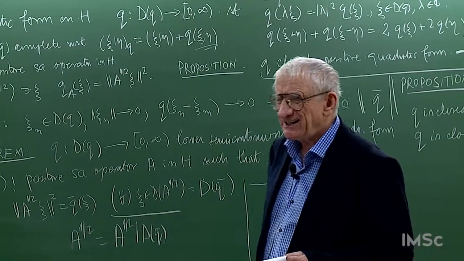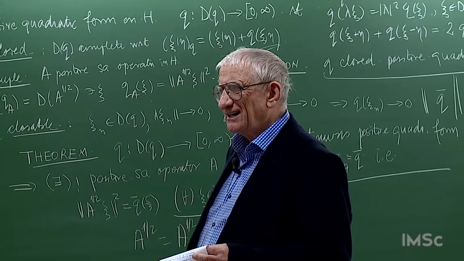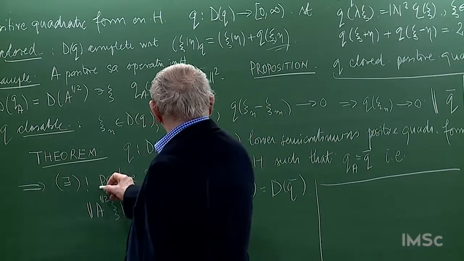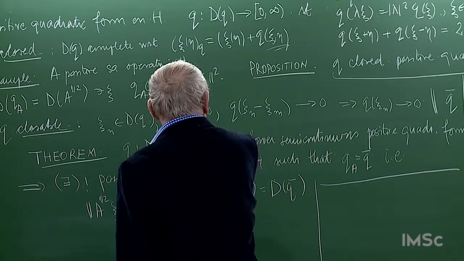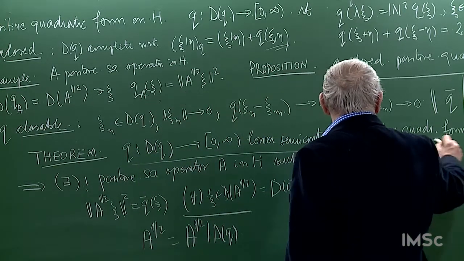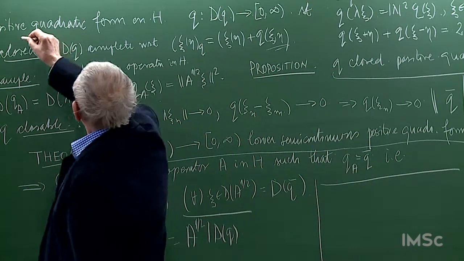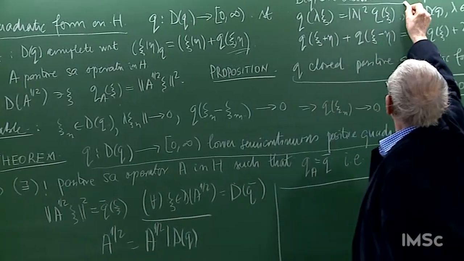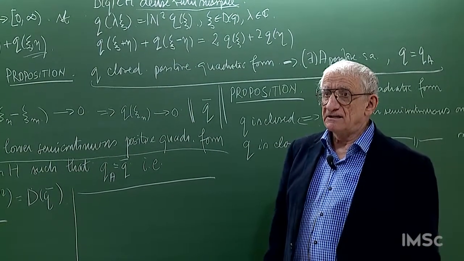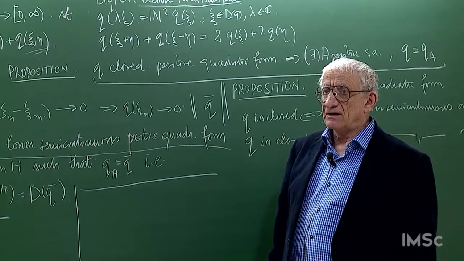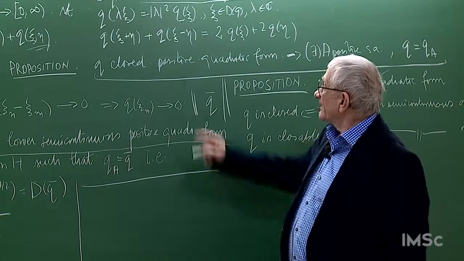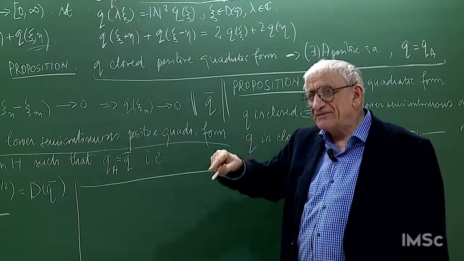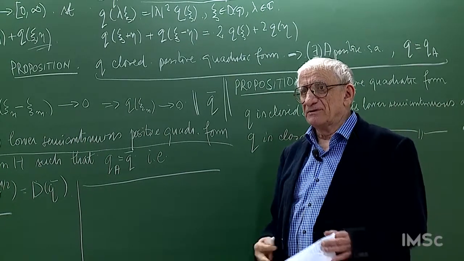Sorry? You should demand that the domain of Q is dense. If you have a positive quadratic form, it means that the domain is dense. Oh, because there you're talking about if it is not dense. But here, the domain of Q is dense by the definition of the positive quadratic form.